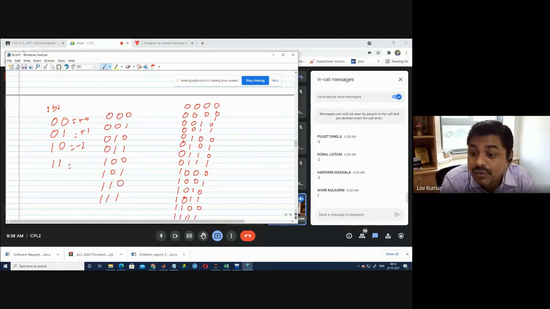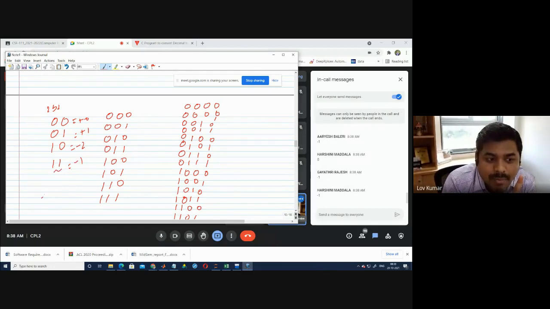What is the value of 1 1? Not plus 2. 1 1 is minus 1. How do we find this value? Minus 2 to the power 1 plus 2 to the power 0. What value are we getting? Minus 1. So we are writing here minus 1.